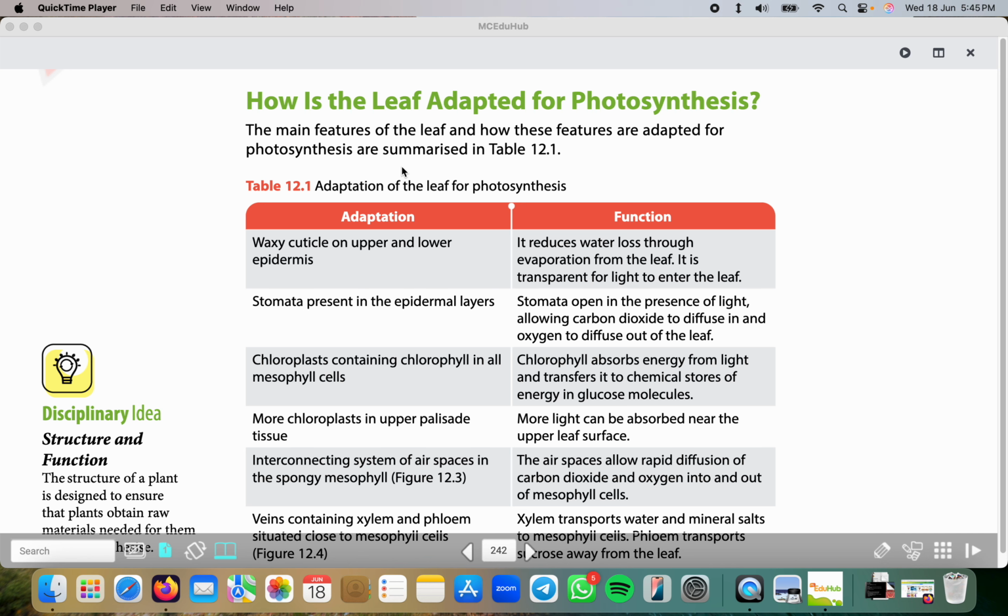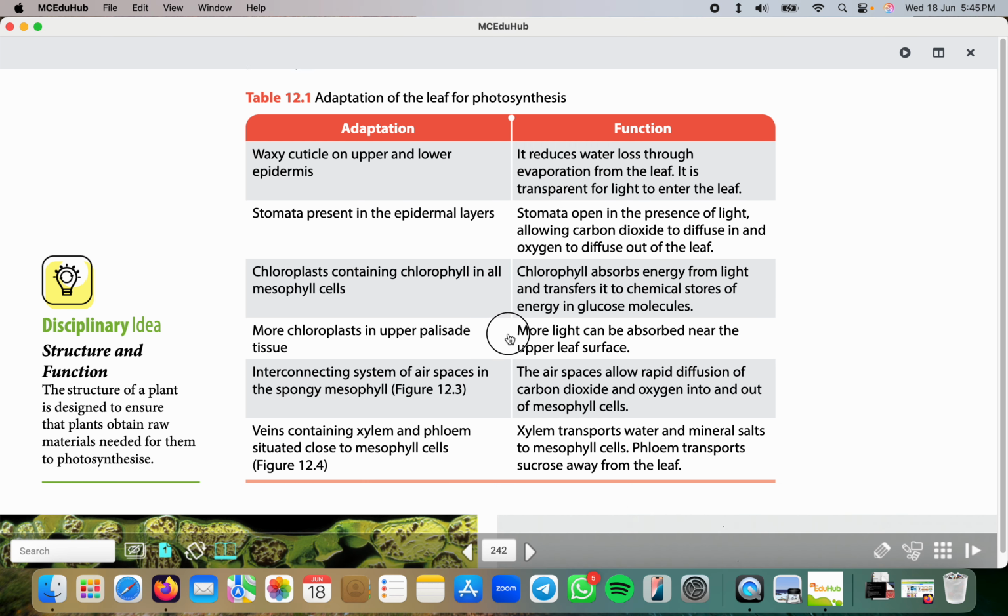And today we're going to continue on with our lessons on plant nutrition. So how is a leaf adapted for photosynthesis? In the previous lesson we talked about different external and internal parts of the leaf. So let's look at some of the different parts of the leaf over here.